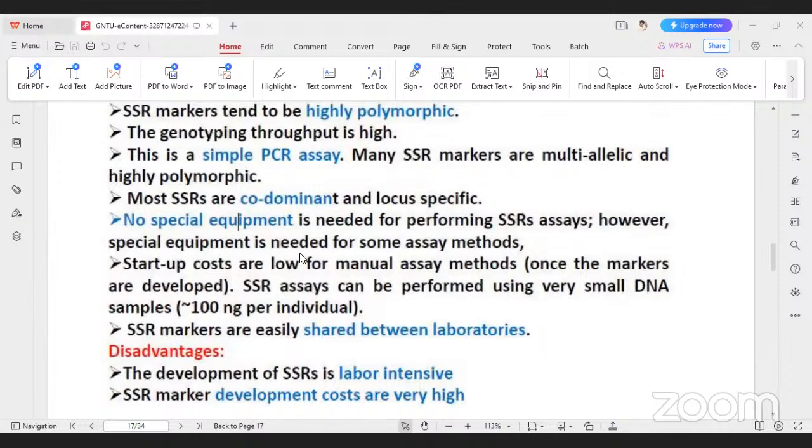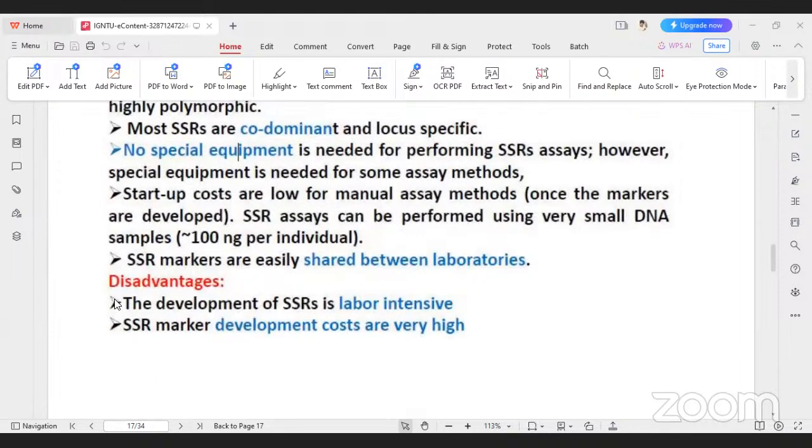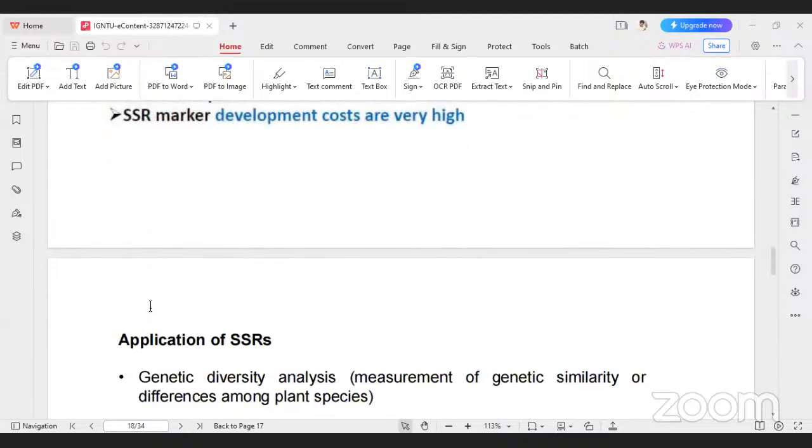However, special equipment is needed for some assay methods. Startup costs are low for manual assay methods. The SSR assay can be performed using very small DNA samples. SSR markers are easily shared between laboratories. However, the development of SSR is labor intensive and very high cost.